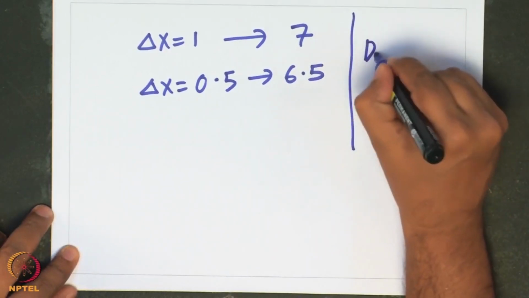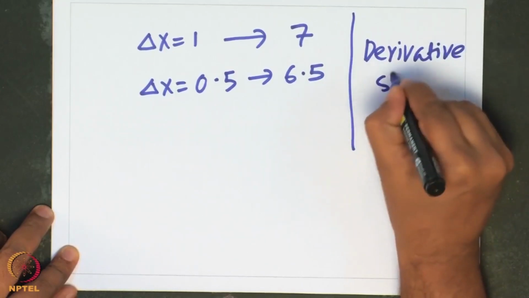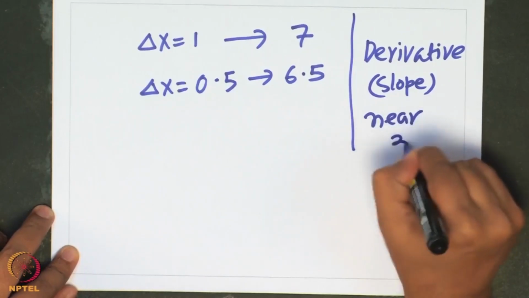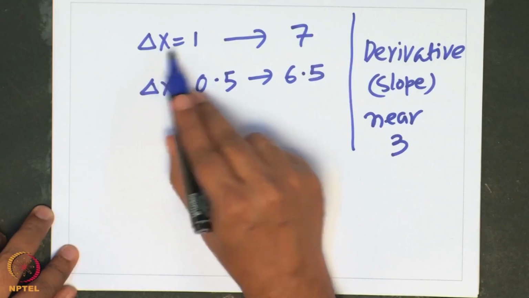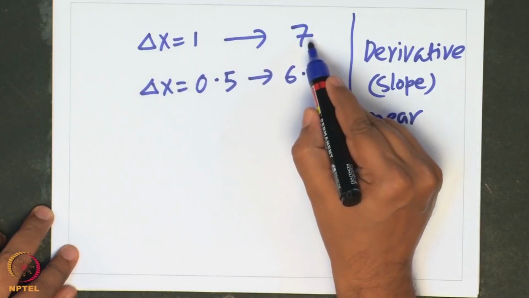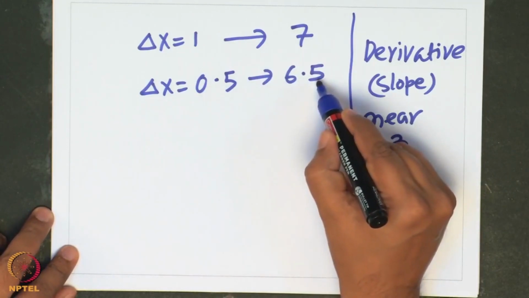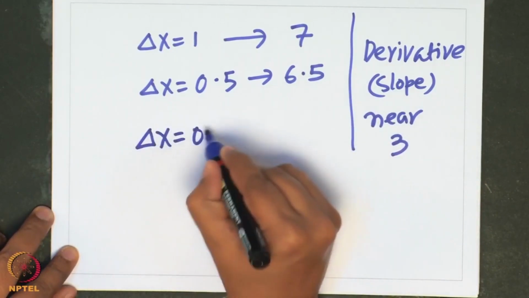I calculated the derivative, which is the slope. I calculated the slope near 3. When I took delta x equal to 1, I got the slope as 7. When I took delta x equal to 0.5, I got the slope as 6.5. Now let me take delta x equal to 0.1.